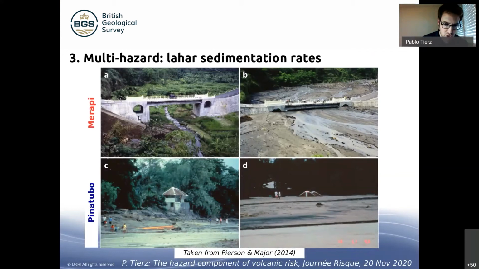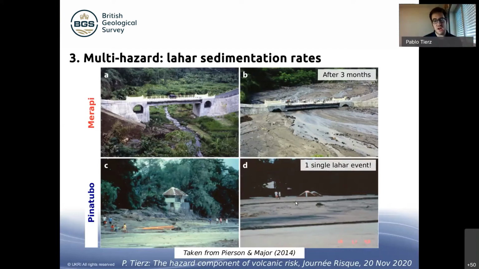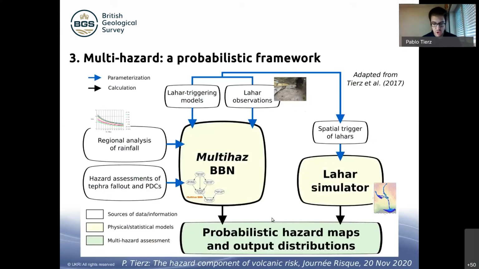So in the top row, I'm showing two images for Merapi in Indonesia, and on the bottom row, Pinatubo in the Philippines. On the top row, after 3 months of repeated lahar events, we see how the channel here has completely filled up to the bridge level. But with the bottom row, one single lahar event was able to deposit several meters of volcanoclastic sediments. And of course, these flows are extremely dangerous.